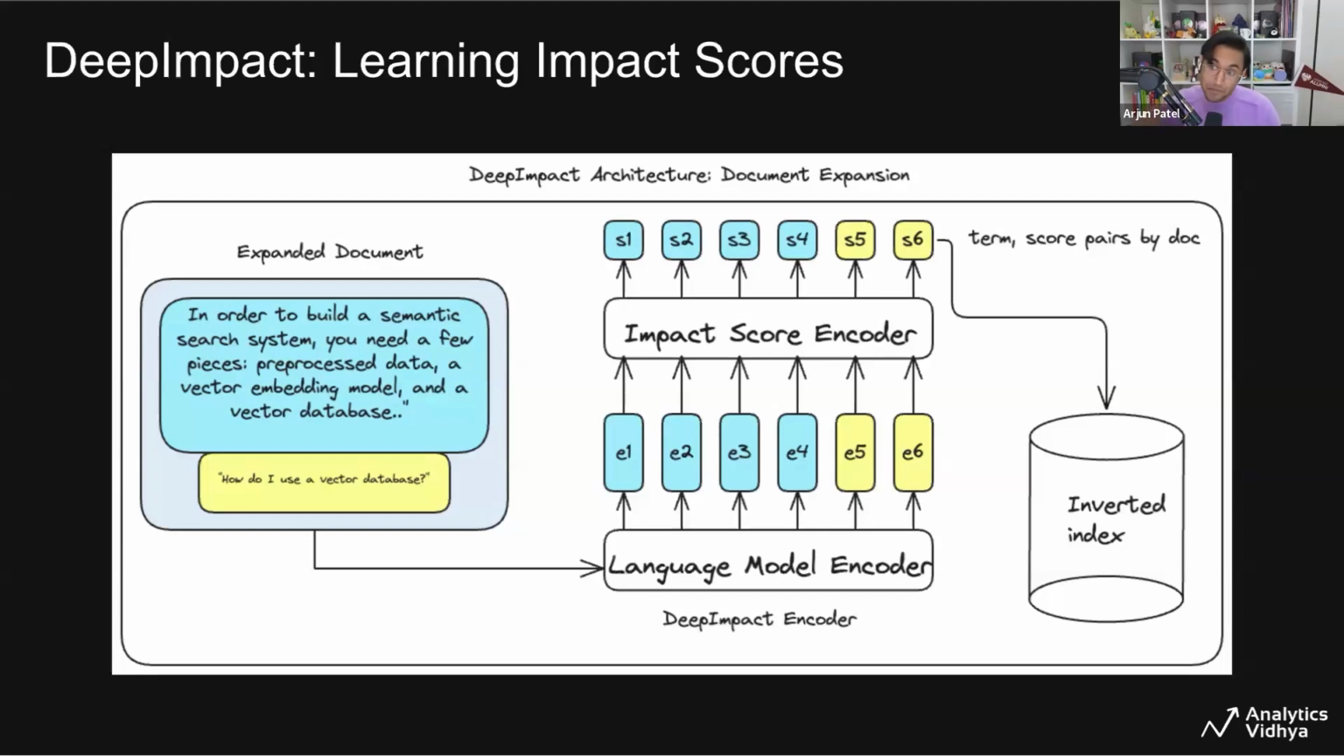So we're taking the meaning of the word, which is represented by the embedding, and we're trying to predict the importance or the relevance or the impact of the word to that document. And then we're going to store all this information in something called an inverted index. And we'll use this information when we're doing the querying in order to figure out what documents are important to what.